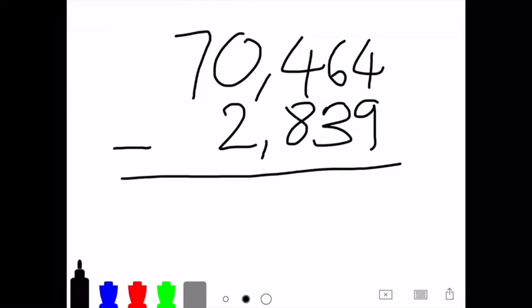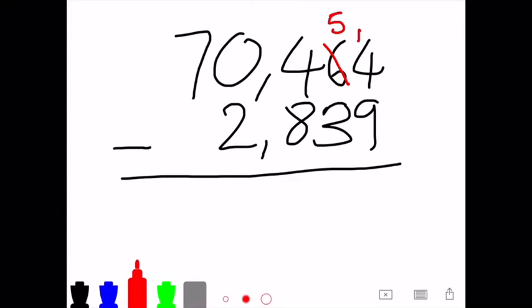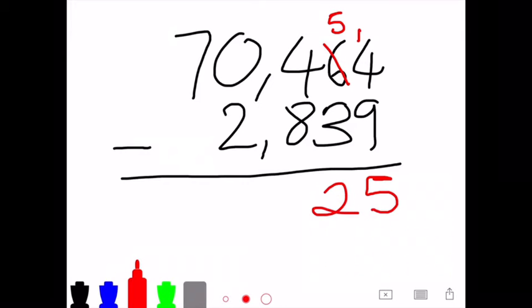We're going to figure out how to make that top number bigger. So we're going to borrow from the next number, or from your neighbor, so that 6 will turn into a 5, and that 4 will turn into a 14. So it'll be 14 minus 9, which is 5. The next one is just normal, and 5 is bigger than 3, so therefore 5 minus 3 is 2.